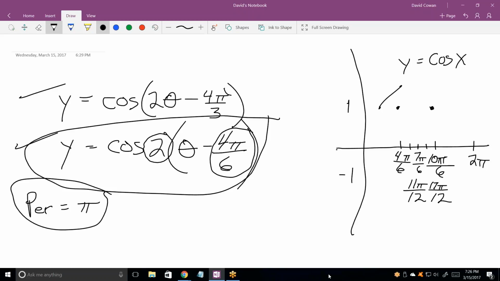So there's our 5 quarter points, and we know that we start here, we come down through the x-axis at the first quarter point, we come down and hit our minimum value at the second quarter point, come back through the x-axis at the third quarter point, and we finish right there. We begin right there. So I'm going to draw the cosine curve through those x's.